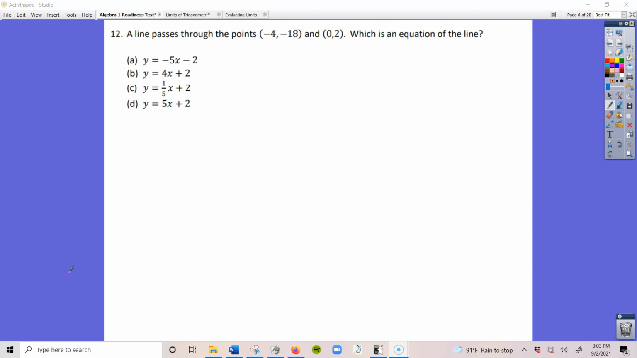Hey guys, this is number 12 through 23 of the Algebra 1 Readiness packet that we worked on in class.